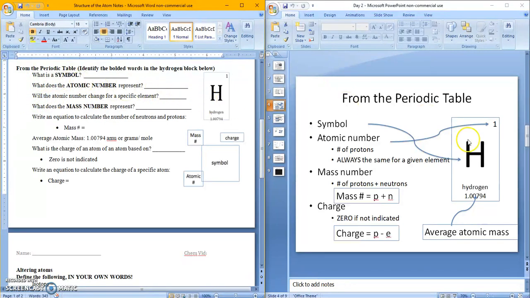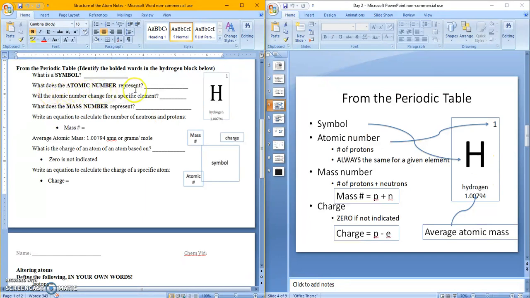A symbol is the letter in the middle here. It's 1, 2, or 3 letters. The first letter is always capitalized. The second or the third letter are always lowercase. And it's a symbol which represents a specific atom. For instance, H represents hydrogen. That's its symbol. All right?